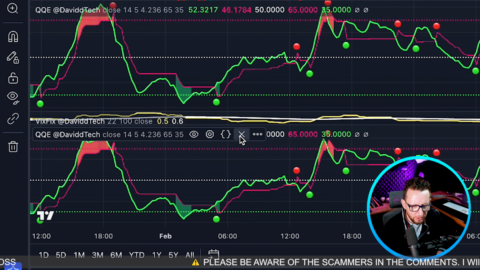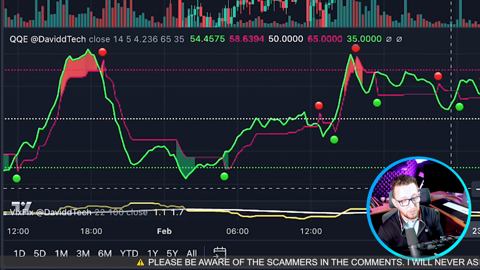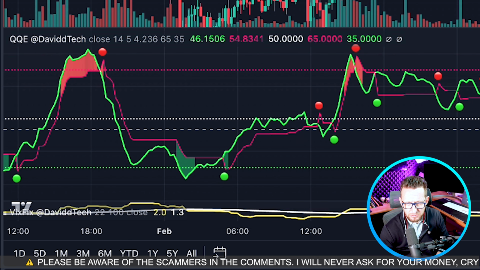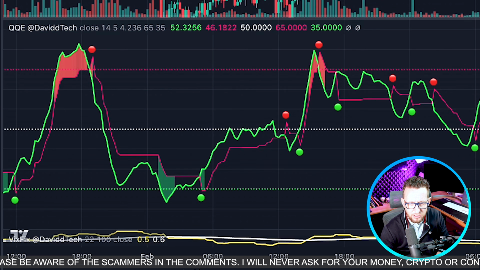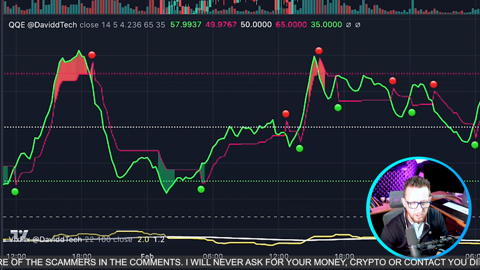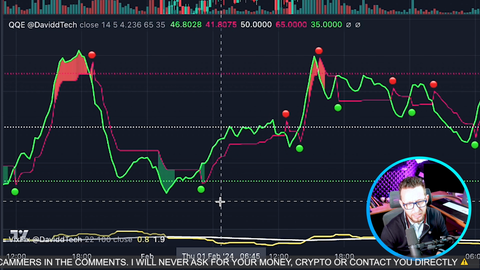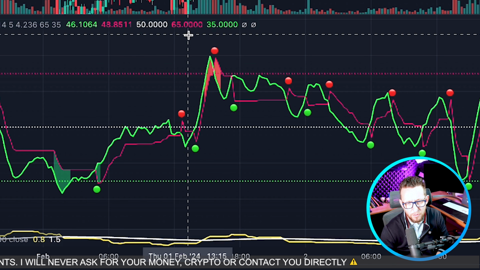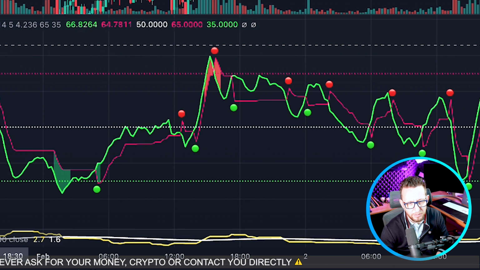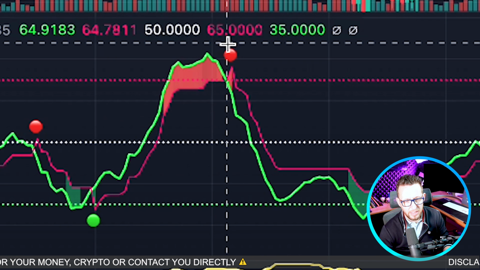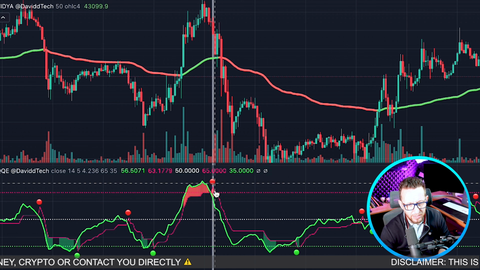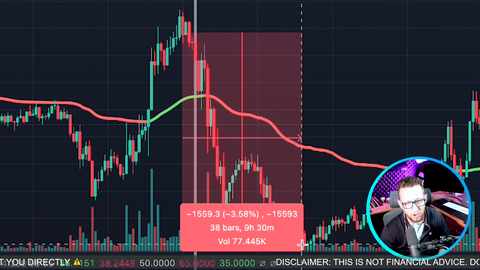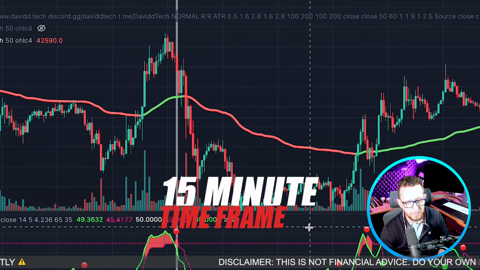Oops, I've added two. There we go. This is the quantitative qualitative estimation indicator that I've built. Made it a little bit easier than the histogram one to understand. We have an oversold area, meaning price is cheap and we want to get in there. And then we have an overbought area, which is here, where we're looking for shorts. As you can see where that red dot is just there, we have an absolutely perfect entry, which would have given us over 4% on a 15-minute time frame.